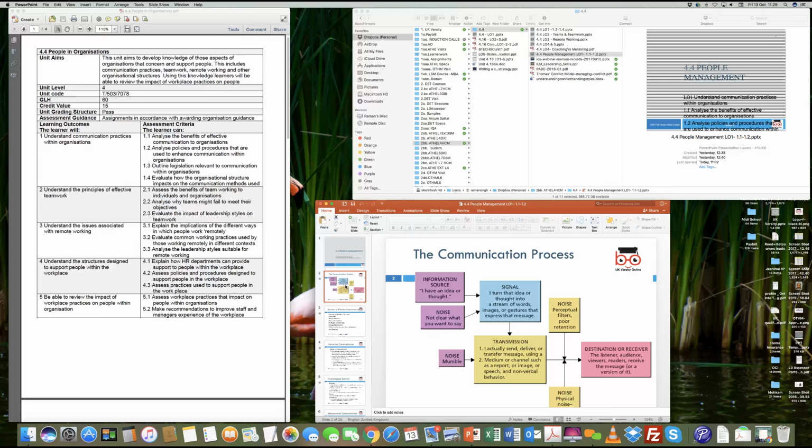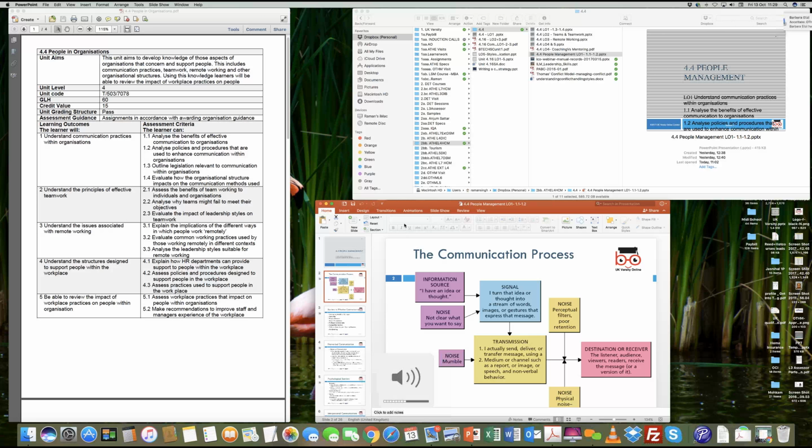So the first outcome actually focuses on understanding the role of communication within an organization, what kind of policies and procedures are involved, and to a certain extent in this sector, what kind of legislation is very important when we understand communication within this context of health and social care. Yeah. Is that okay? Yeah.